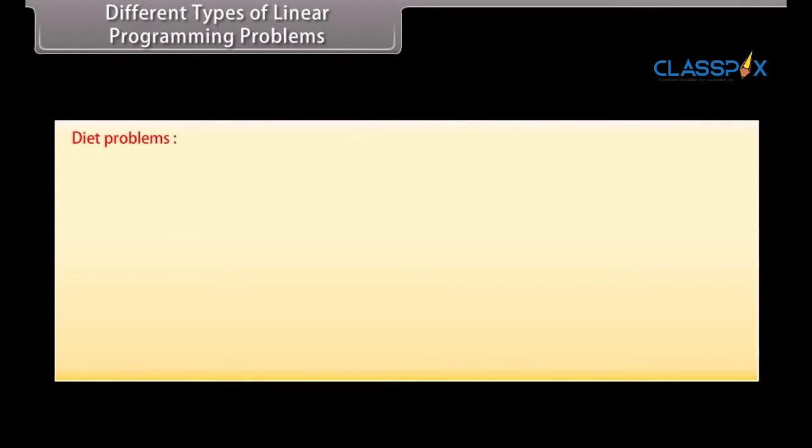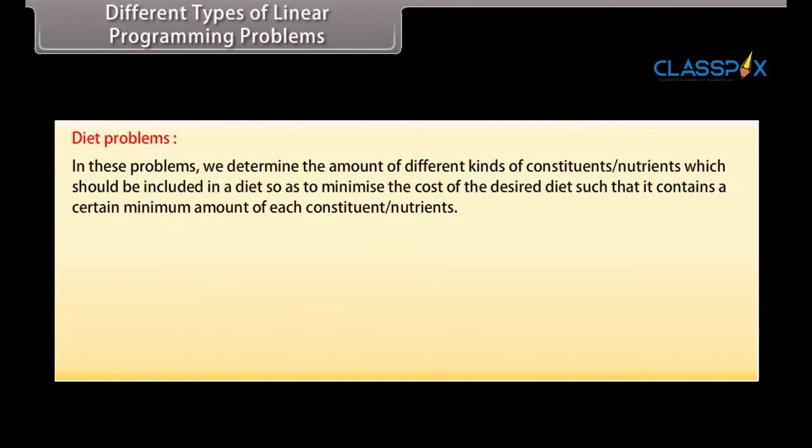Diet problems. In these problems, we determine the amount of different kinds of constituents or nutrients which should be included in a diet so as to minimize the cost of the desired diet such that it contains a certain minimum amount of each constituent nutrient.